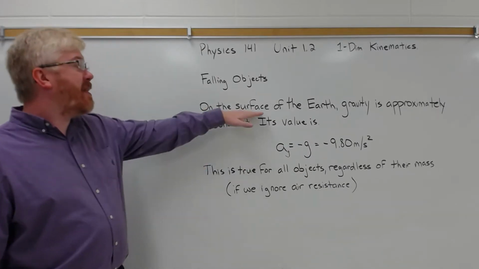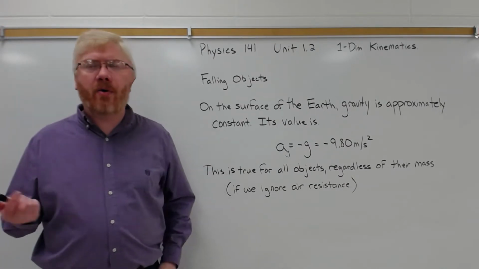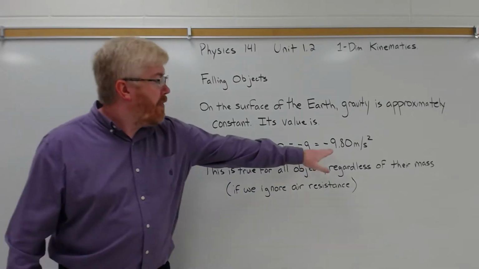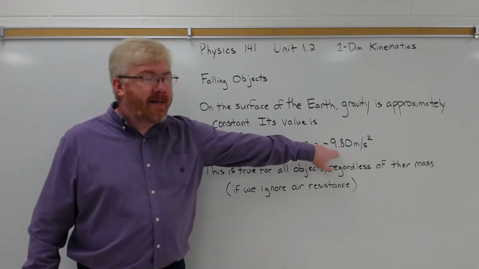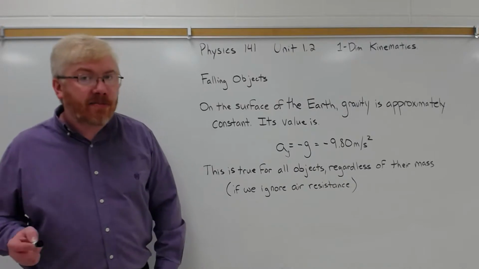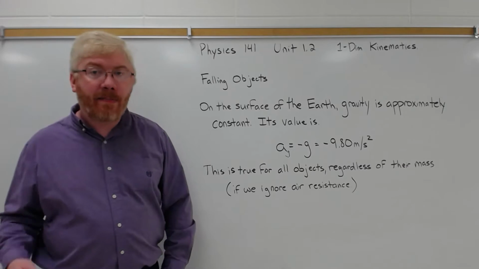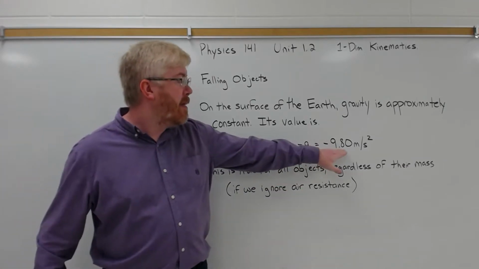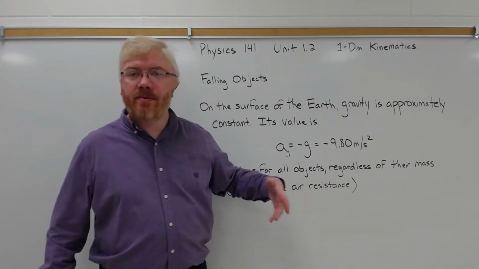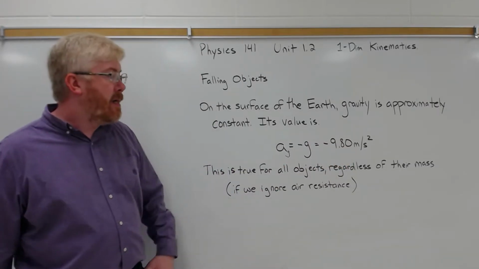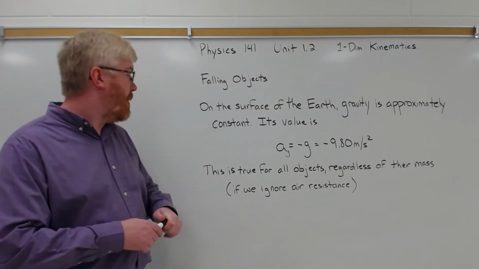So, this is on the surface of the Earth. Now the Earth is round, right? It's a sphere or an oblate spheroid. So this changes slightly depending on where you are on the Earth. On the top of Mount Everest, it's a little bit smaller. And in Death Valley, California, it's a little bit bigger. It varies from about 9.78 to 9.82, 9.83 approximately. So this number is an average over the surface of the Earth.